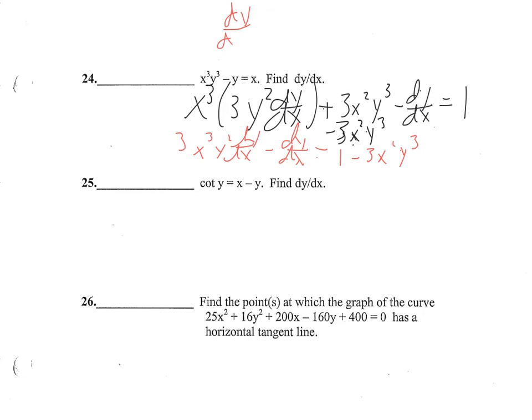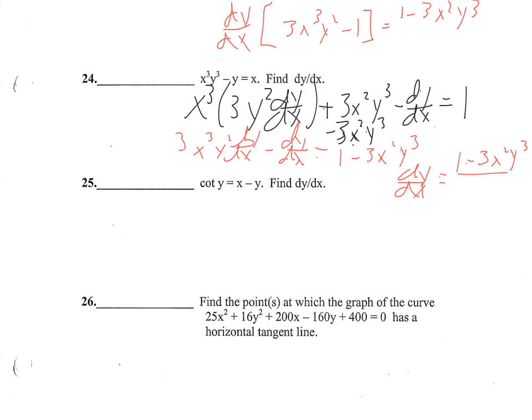dy over dx times 3x cubed y squared minus 1 equals 1 minus 3x squared y cubed. Divide off, and you should get dy over dx equals 1 minus 3x squared y cubed all over 3x cubed y squared minus 1. Okay, and there's nothing you're going to do with that, so just leave it.